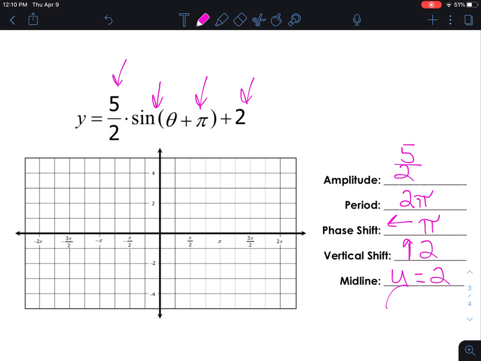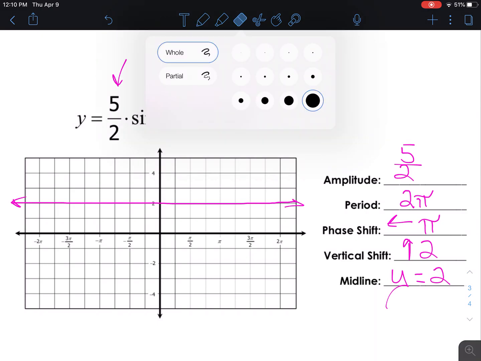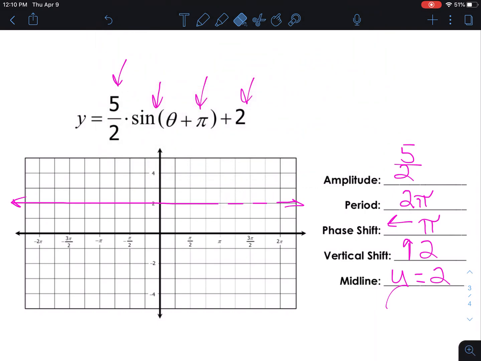So I'm going to sketch that in. All right, so what I like to do with these is think about where one wave would be. If you make one wave and then do your phase shift from there, then it hopefully will make more sense.